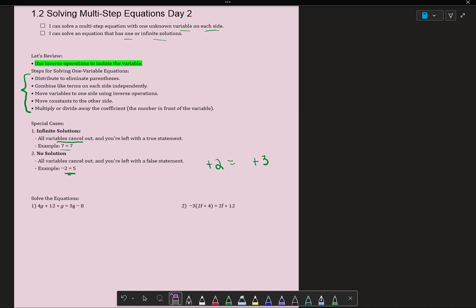Most of the time, it's not going to be obvious if it's infinite or no solution until the very end of the problem. So for instance, these examples we're about to work out, that could happen in either one of those examples, but you can't really tell at first glance looking at these. You've got to actually solve and see if everything cancels out and you end up with a true statement or a false statement.